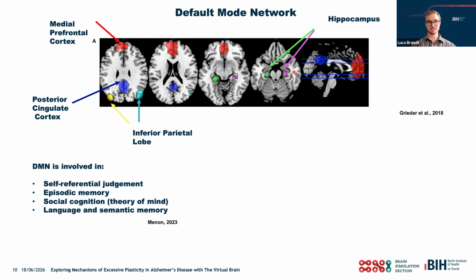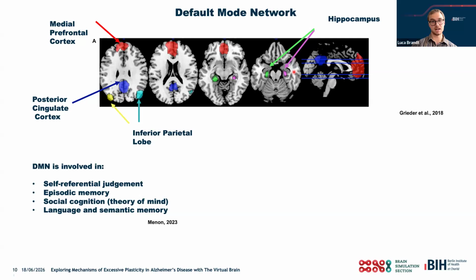cognitive functions. First of all, self-referential judgment, episodic memory, so autobiographical memory too. So suddenly something from 10 years ago appears. And social cognition, thinking about other people, so it's called theory of mind, and how they are related to you. So again, this self-referential judgment sort of, and language and semantic memory. So a lot of important cognitive functions.